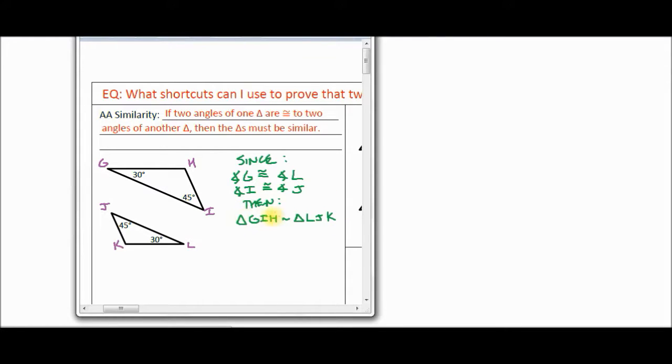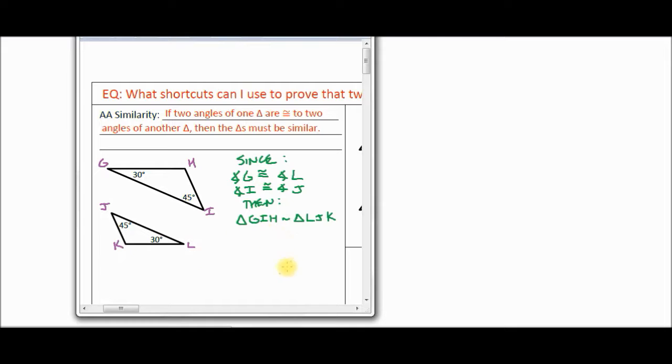Now, you don't have to put them in this order. If you wrote I, H, G over here, you would have written J, K, L over here. If you put H, I, G over here, you would have put K, J, L over here. As long as you match up, G matches up with L, I matches up with J, H matches up with K, you can put this order whatever you want. But they have to correspond to each other based on their position in the similarity statement. All right, so those two triangles have been proven to be similar since we know that two corresponding angles are congruent.